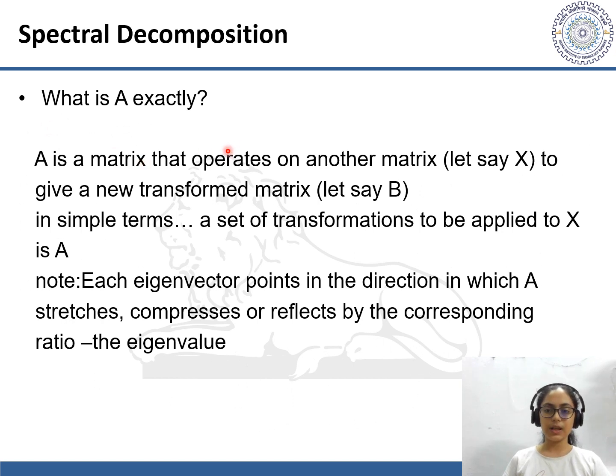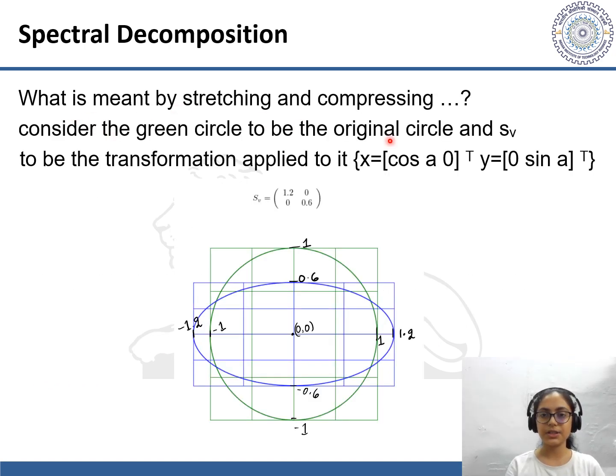So what is A exactly? A is basically a combination of transformations. That is, it could be stretching, compression, and then reflection along a certain axis. So A is a matrix that operates on another matrix, let's say X, to give a new transformed matrix, let's say B. In simple terms, a set of transformations to be applied to X is A. Note that each eigenvector points in the direction in which A stretches, compresses, or reflects by the corresponding ratio, the eigenvalue. What is meant by stretching and compressing?